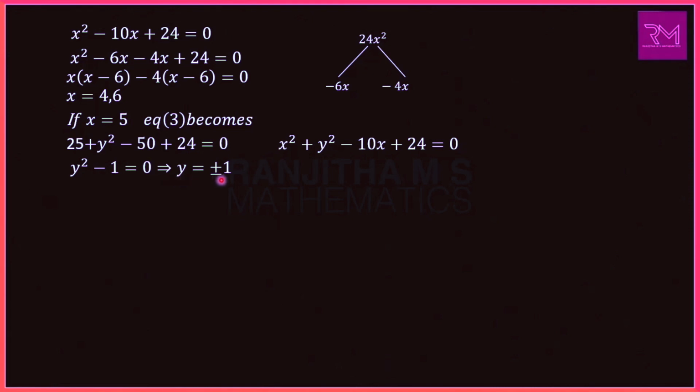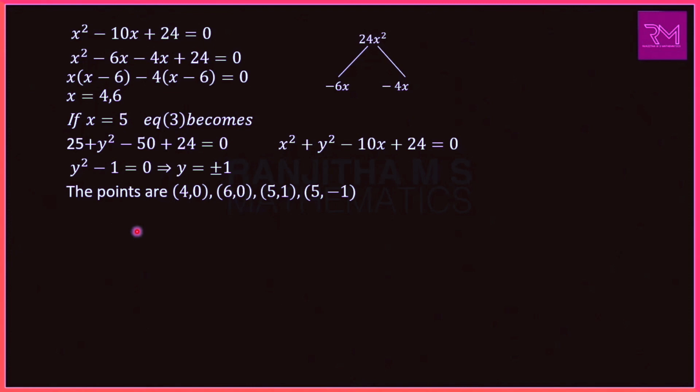Hence we get y value as plus or minus 1. Hence we get the point of intersection as (4, 0), (6, 0), (5, 1), (5, -1). If we take x value as 4, we get the value of y as 0. And if we take x value as 6, we get the value of y as 0. If we take x value as 5, we get the y value as plus 1. Similarly, if we take the x value as 5, we get the value as minus 1. These are the points of intersection.